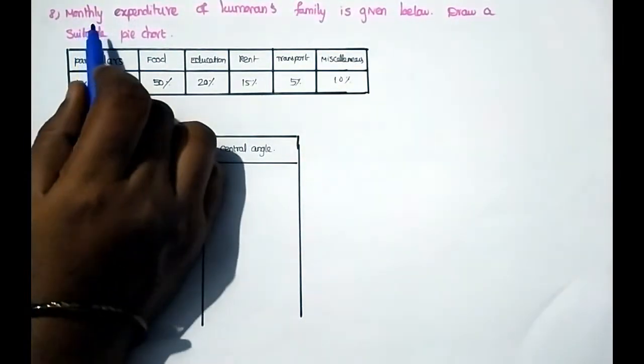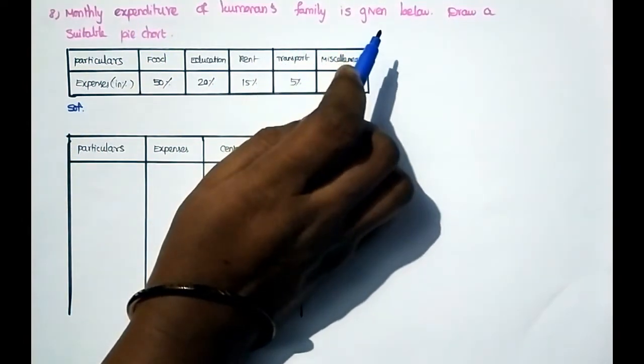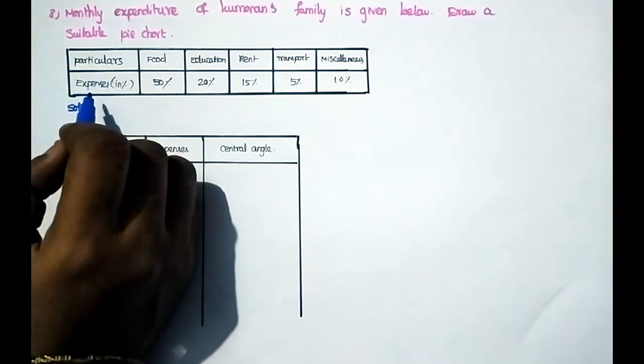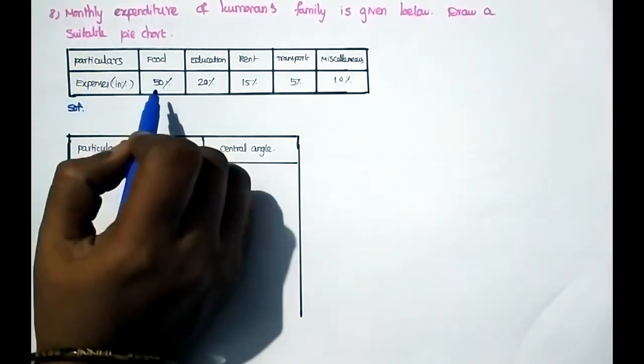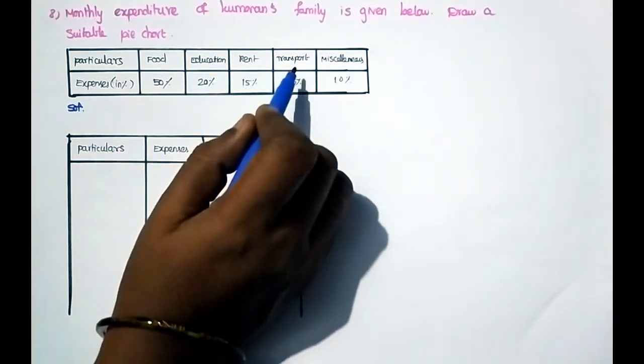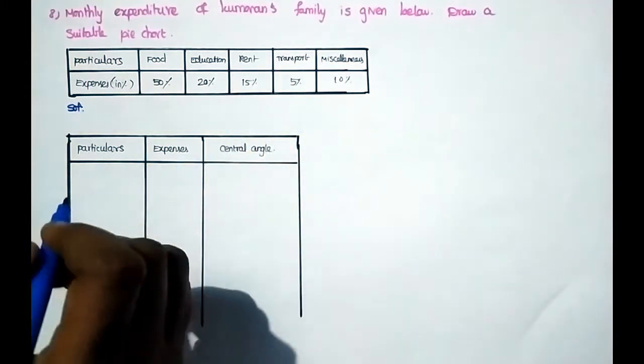Eighth sum, monthly expenditures of Pomeranz family is given below. Draw a suitable pie chart. They given the particulars and expenses. Food 50%, education 20%, rent 15%, transport 5%, and miscellaneous 10%. Listen.